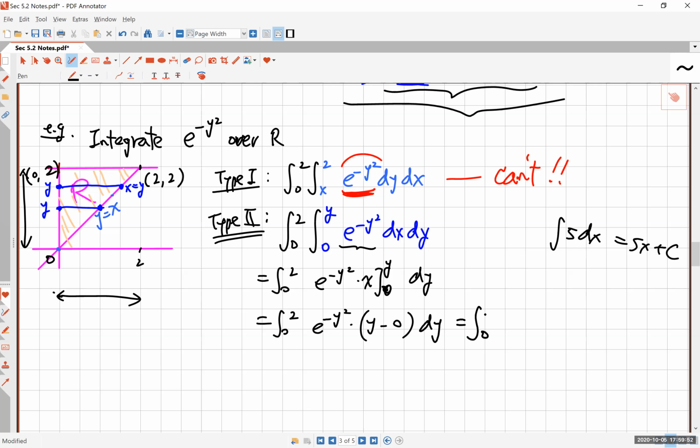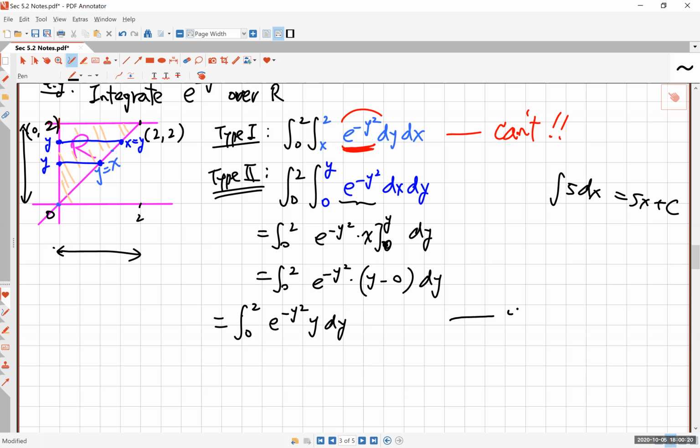And so this becomes, well, let me go ahead and write this in the next line, because I know what the next line is. So this actually becomes the integral from 0 to 2 of e to the negative y squared times y dy. Now, what's the big deal here? Well, it's a big deal because now you can do u substitution. I couldn't do u substitution before, but thanks to this y, let's let u be negative y squared. And then du is going to be negative 2y dy.